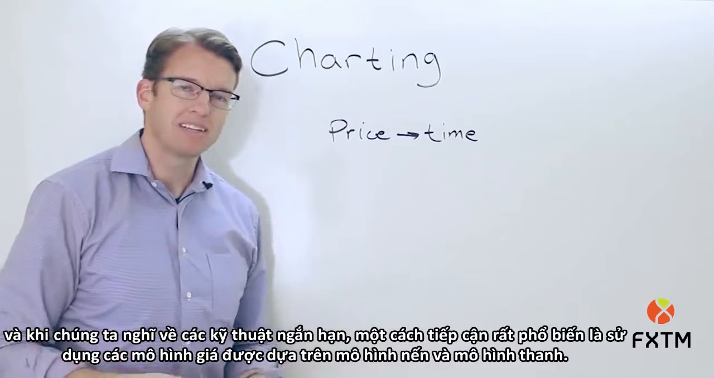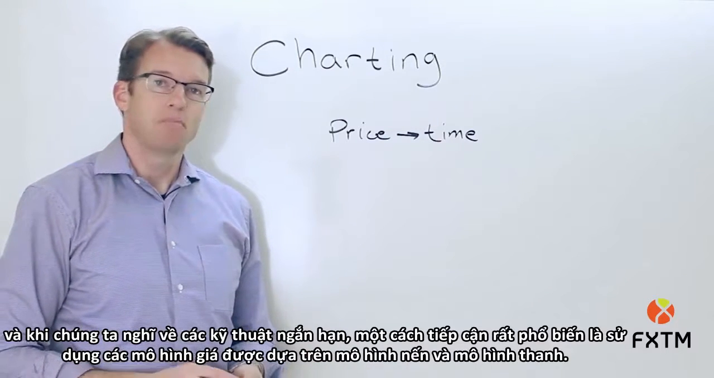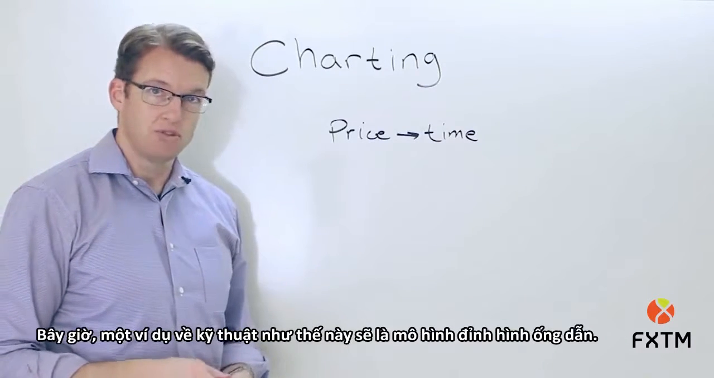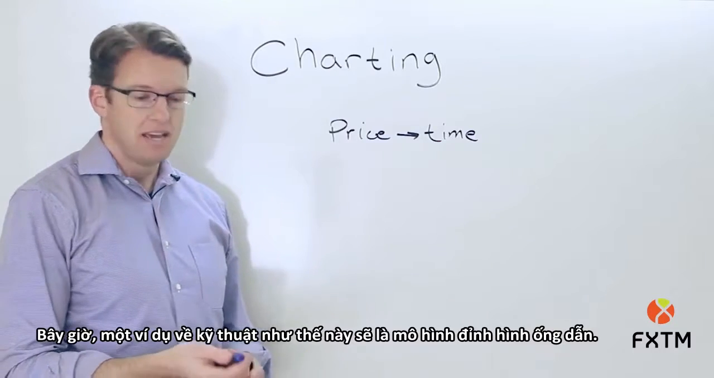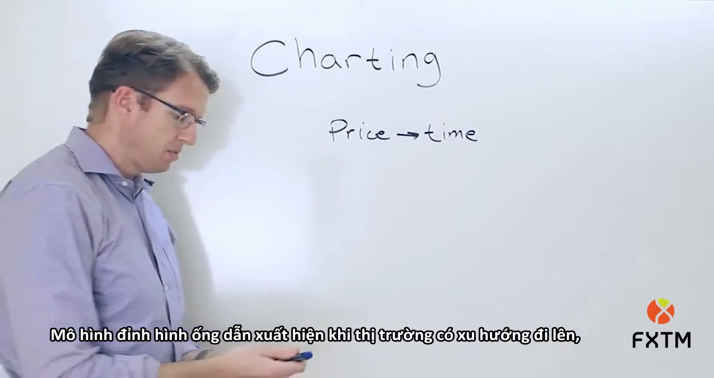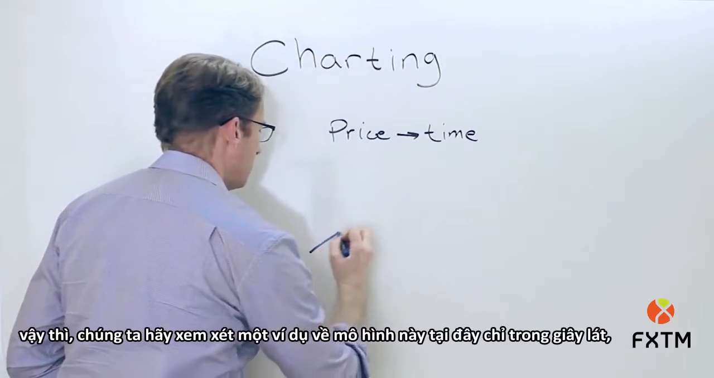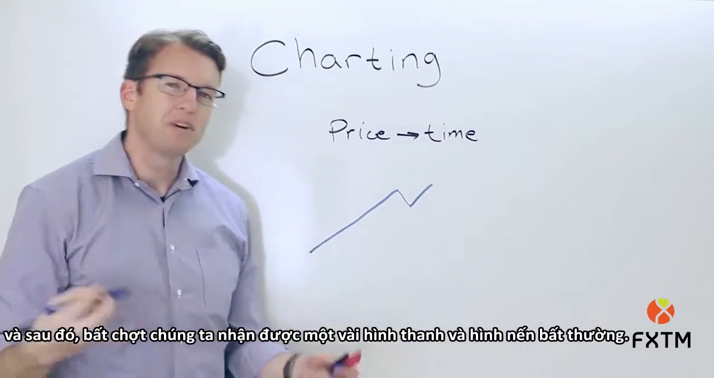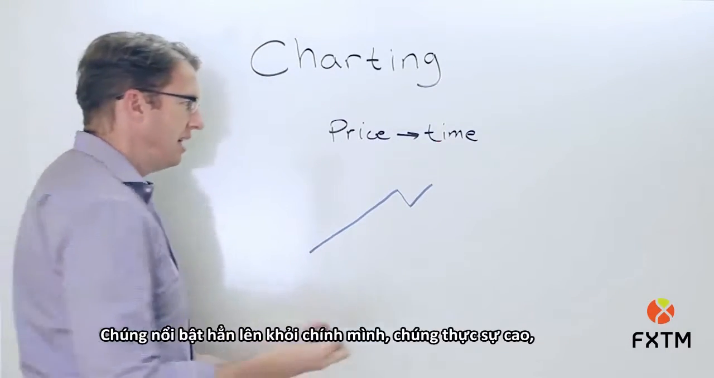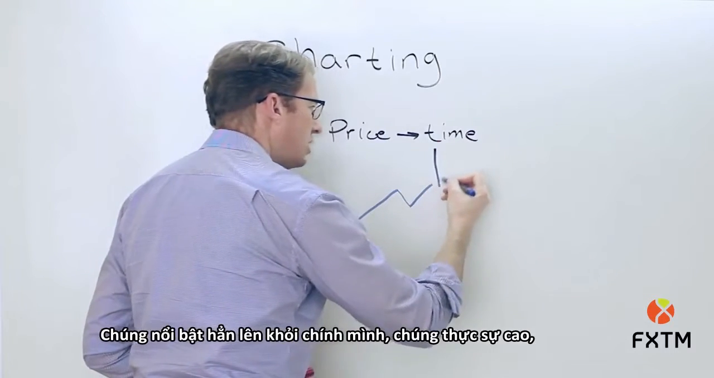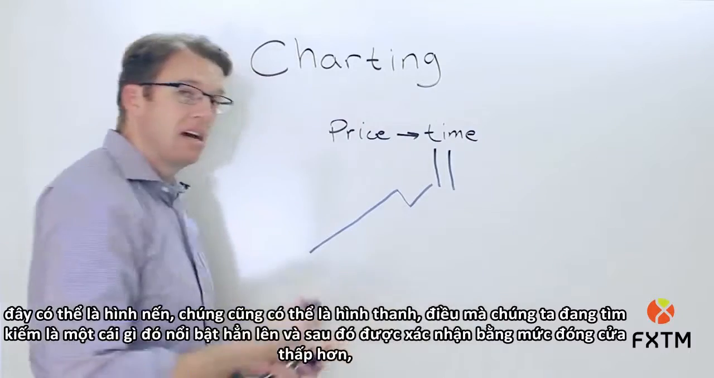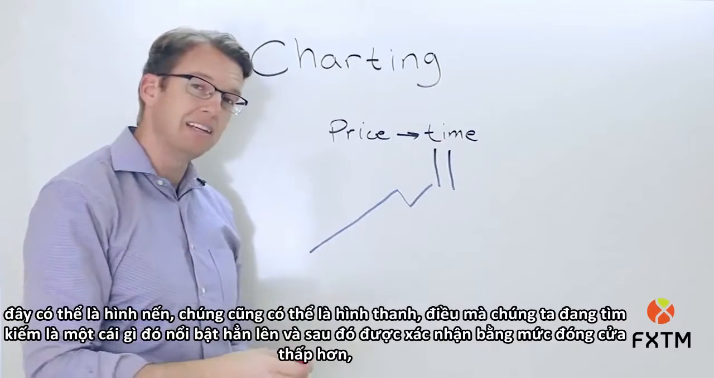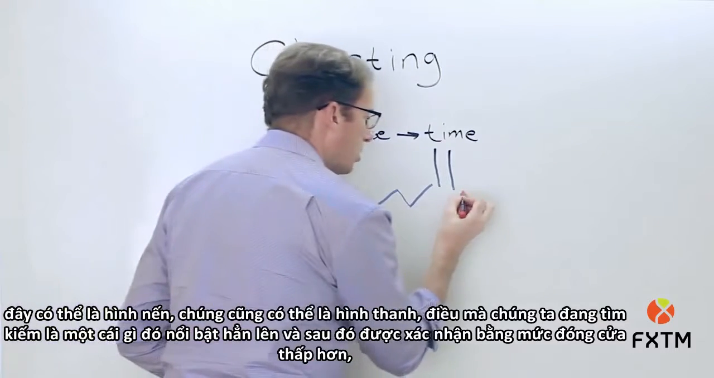When we think about short-term techniques, a very common way to approach this is with price patterns based on candlesticks or bars. An example of a technique like this would be pipe tops. A pipe top appears when the market has been trending higher, and then all of a sudden we get a couple of unusual bars or candles that stand out all by themselves. They're really tall. These could be candles, they could be bars. Either way, what we're looking for is something standing out all by itself, and then it's confirmed with a lower close like this.